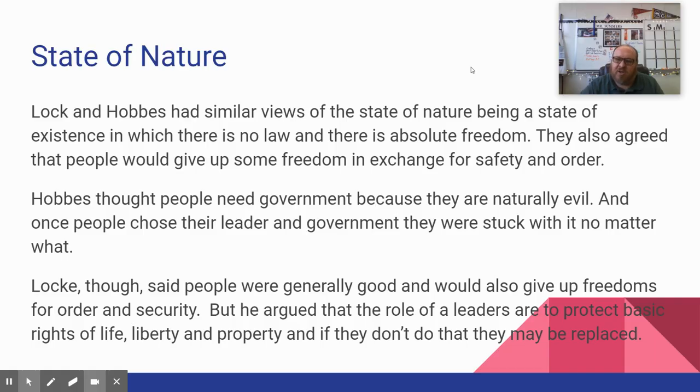was it. Locke, though, thought that people were generally good and they would give up their freedoms for order and security. But he also argued that the role of the leader was to protect the basic rights of life, liberty, and property ownership. And that if that leader did not do that, then the people could replace that ruler. Okay, kill them, kick them out, remove them, banish them, whatever, and put in somebody else who would do those things. That was the basis for the American Revolution.